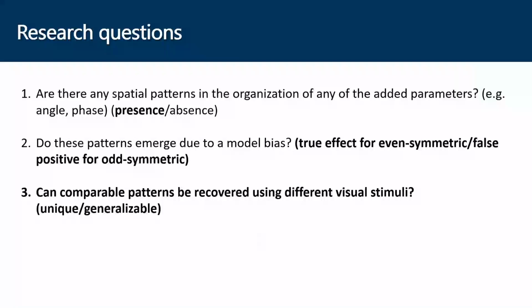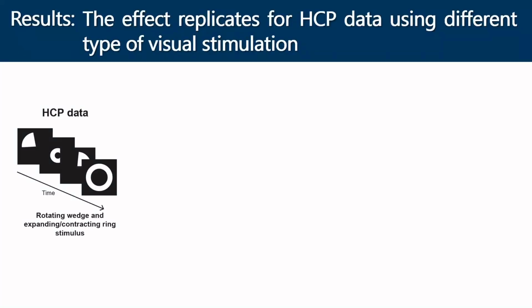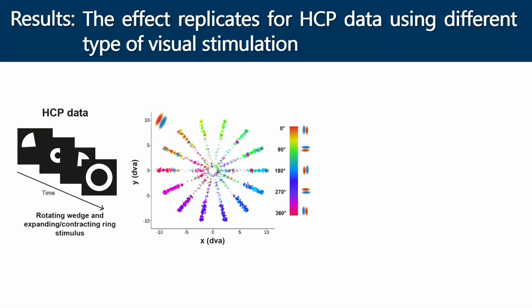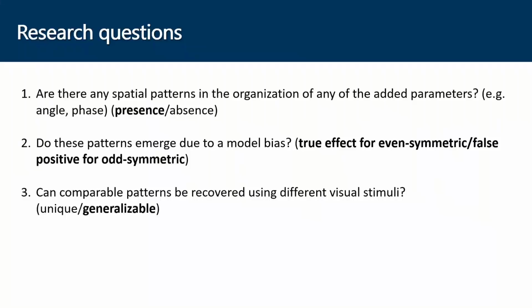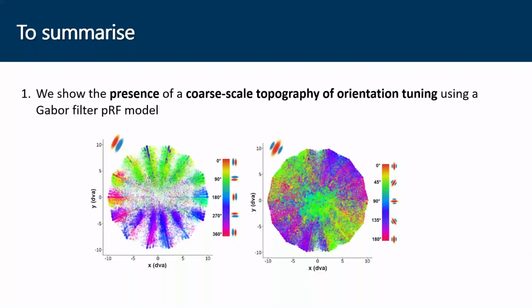Finally, we wanted to know if we can recover this using a different type of visual stimulation. For this reason, we downloaded the data from the Human Connectome Project. We selected only the runs which have been collected using the rotating wedges and expanding and contracting rings, and we fitted exactly the same model. What we actually see is both of the patterns. This type of stimuli is still sensitive to the modeling bias as shown before, and we also obtain this quadrant bias, which might be driven by something physiological. So just to summarize, we see with this new model that there is some coarse-scale topography of orientation tuning using this model.